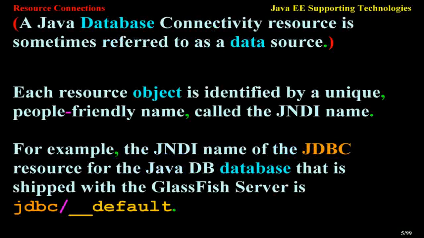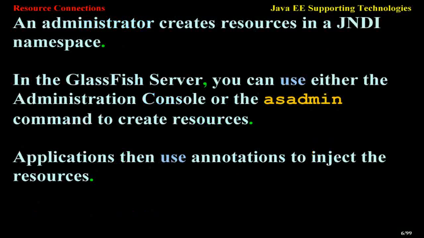A Java Database Connectivity resource is sometimes referred to as a data source. Each resource object is identified by a unique, people-friendly name, called the JNDI name. For example, the JNDI name of the JDBC resource for the JavaDB database that is shipped with the GlassFish server is jdbc/__default. An administrator creates resources in a JNDI namespace.